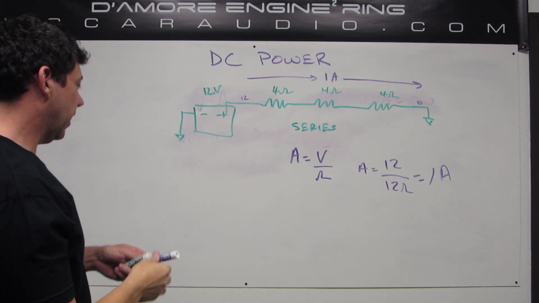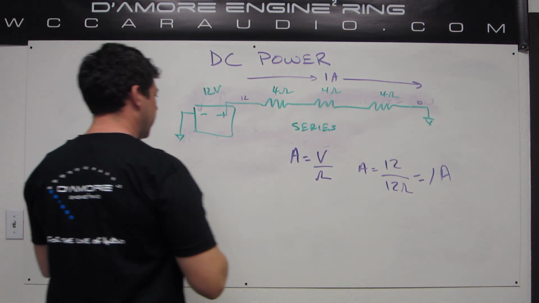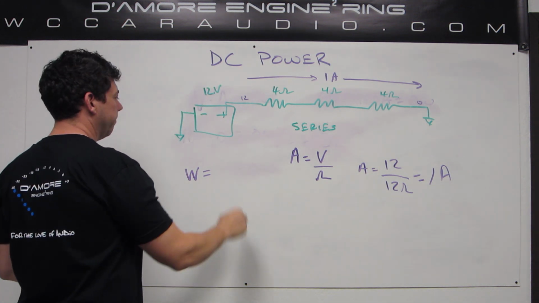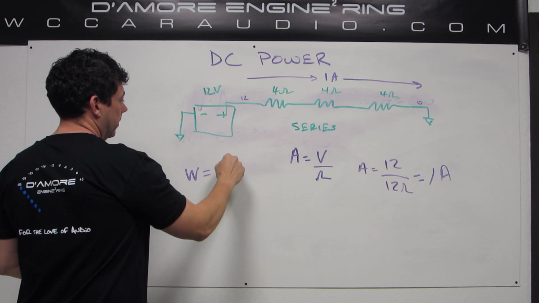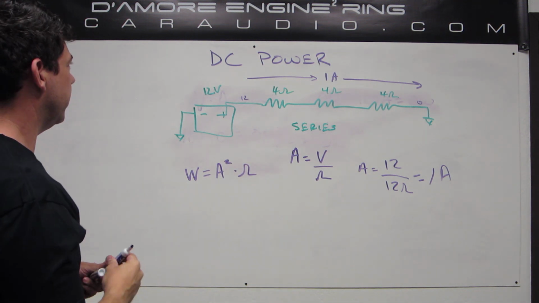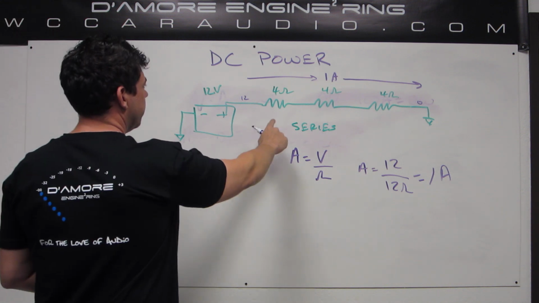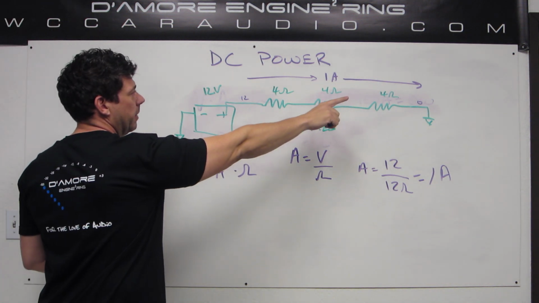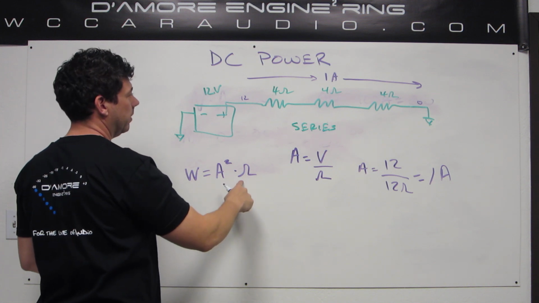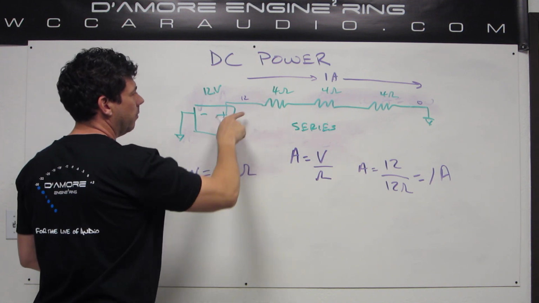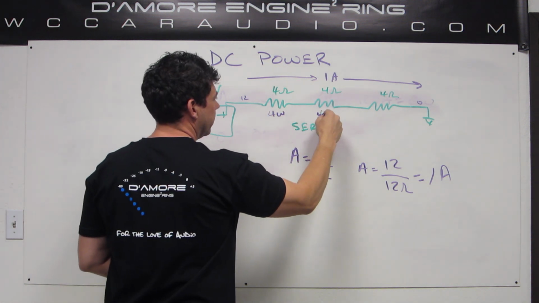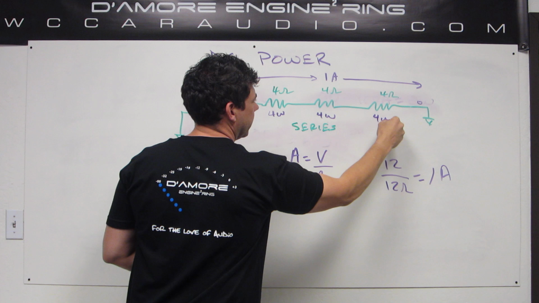So now we can use one of our power formulas. I like to use, in this case, probably the amps squared times resistance formula. That one works out pretty easy, especially in this problem. So for each resistor here, amps is 1 amp, so 1 squared is 1 times the 4 ohm load here, so 1 amp squared times 4 ohm load, so 4 watts. And we're going to see that on all these. 4 watts, 4 watts.